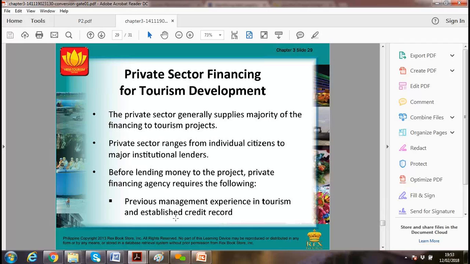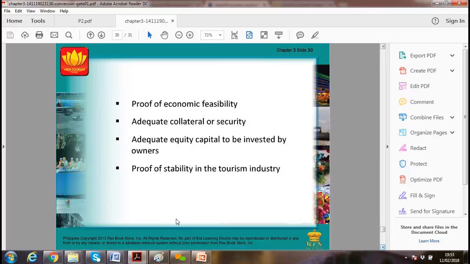Private sector financing for the tourism industry generally supplies the majority of the financing of projects. The private sector ranges from individual citizens to major institutional lenders. Different sorts of companies could be involved, like Tesco and various others. They have a lot of money to invest in different travel and tourism projects.